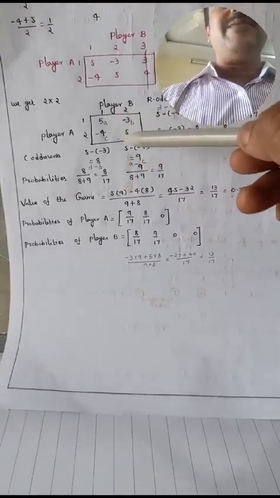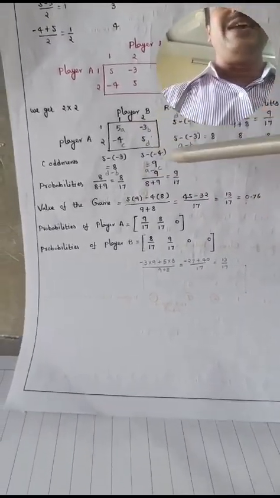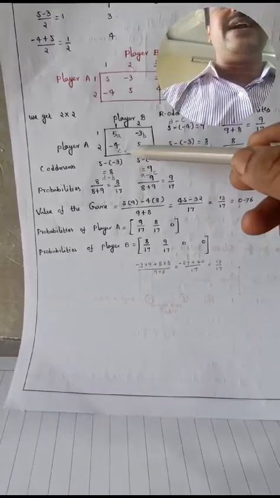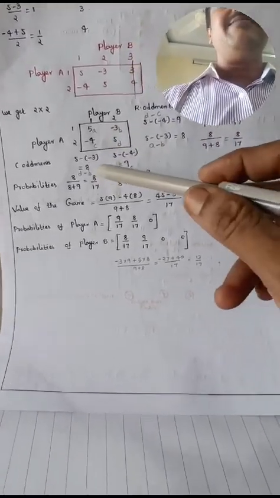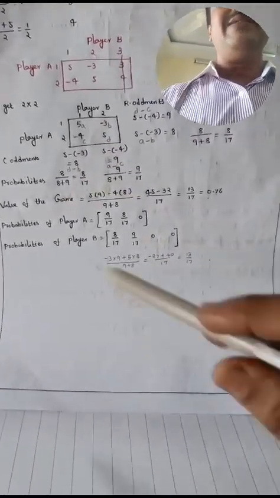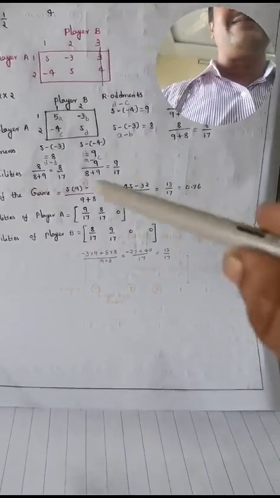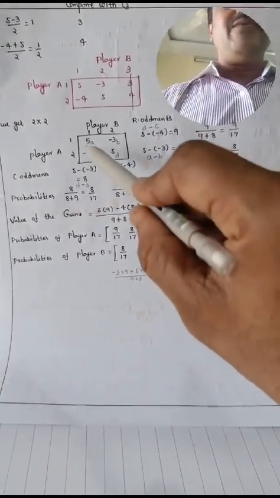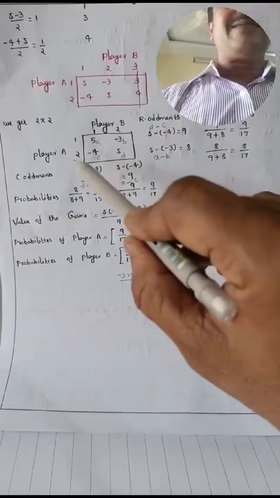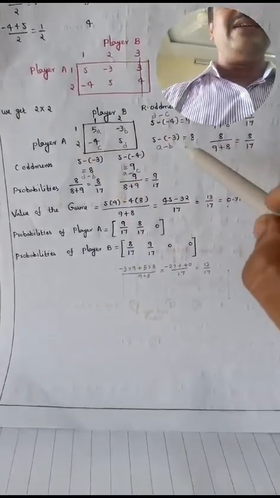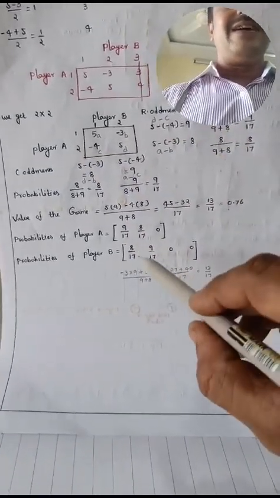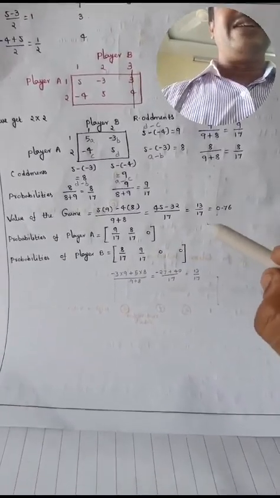And for columns I will be taking D minus B and A minus C as oddments, and by their sum, the value of the game is taken as 5 into 9 plus -4 into 8, by 9 plus 8, and that will give the value 13 by 17.